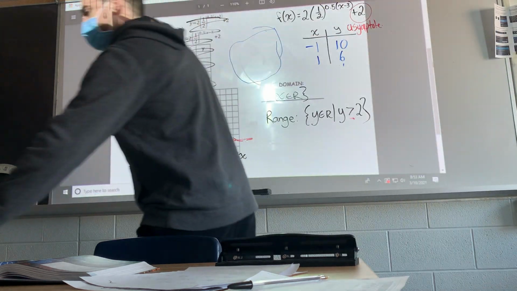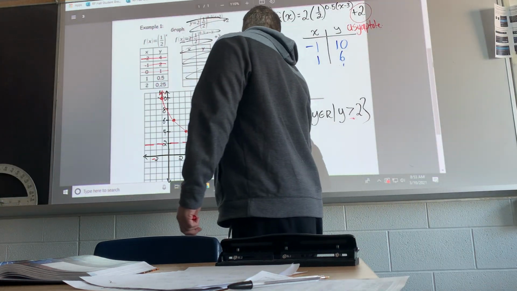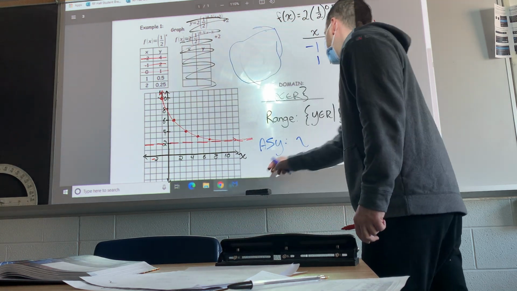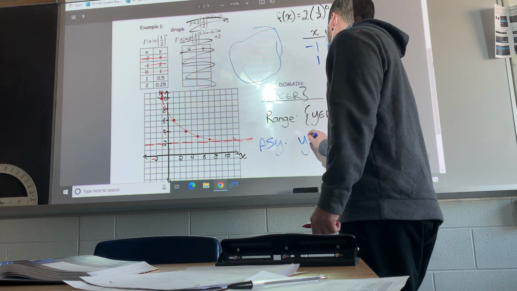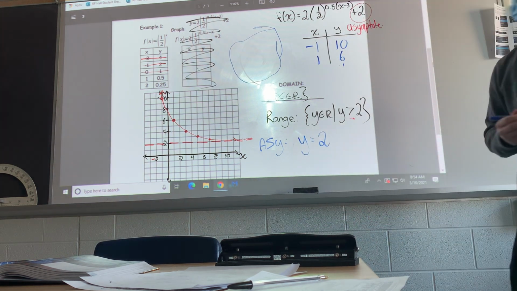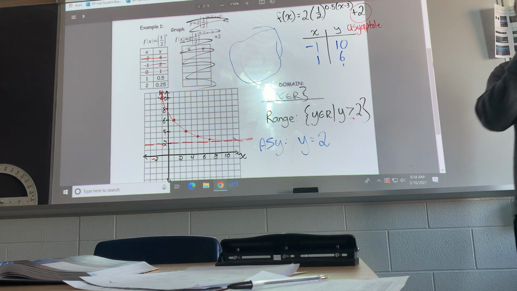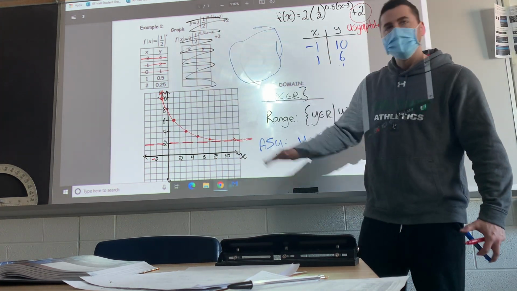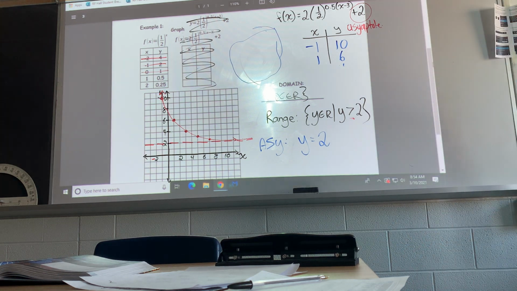So that leaves me with the last part, the asymptote. So our asymptote would be y equals 2. Okay, because that's where it crosses the y-axis at 2. Okay, so our asymptote is y equals 2.